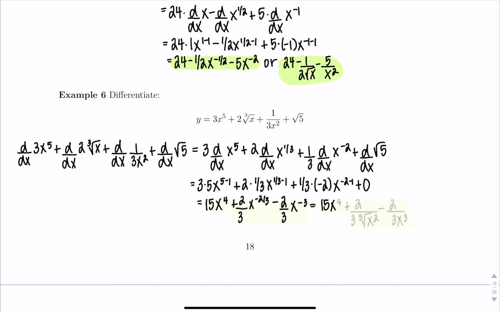15x to the fourth plus 2 over 3 cube root of x squared minus 2 over 3x cubed. Final answer.